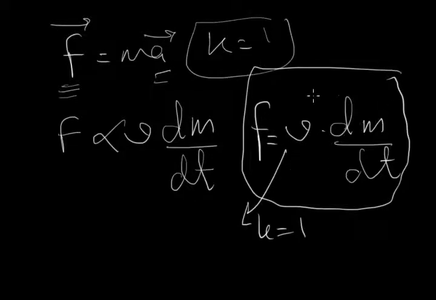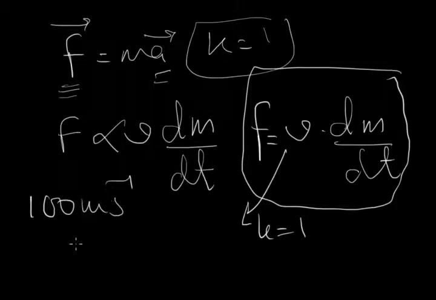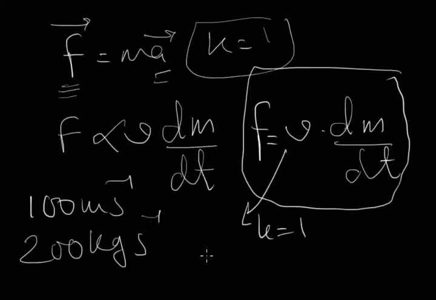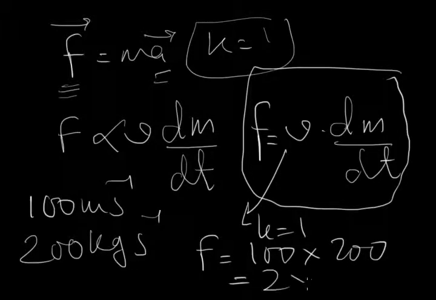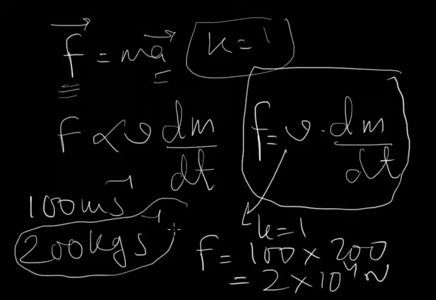This has a very important application in rocket thrust. Say, for example, a rocket is moving with a velocity of 100 meters per second, and it is ejecting gas at a rate of 200 kg per second. So the thrust happens to be 100 into 200, that is 2 into 10 to the power 4 Newton. That is what the unit says about the variable mass. Whenever you have a unit of kg per second like that, you have to understand that we need to apply this form of force, which is v dm/dt, where dm/dt is a variable mass.